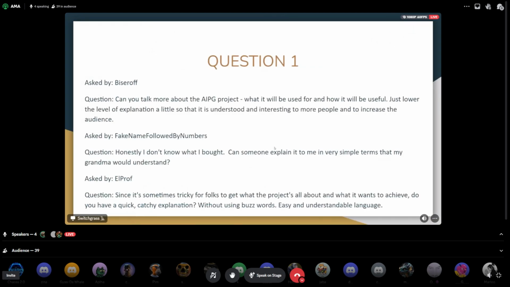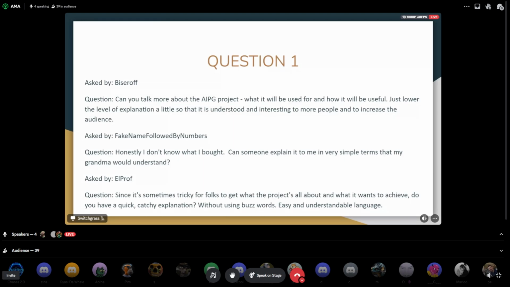Question 1, asked by Bizarov. Question: can you talk more about the AIPG project, what it will be used for, and how it will be useful? Just lower the level of explanation a little so that it is understood and interesting to more people and to increase the audience. Similar questions were asked by others.